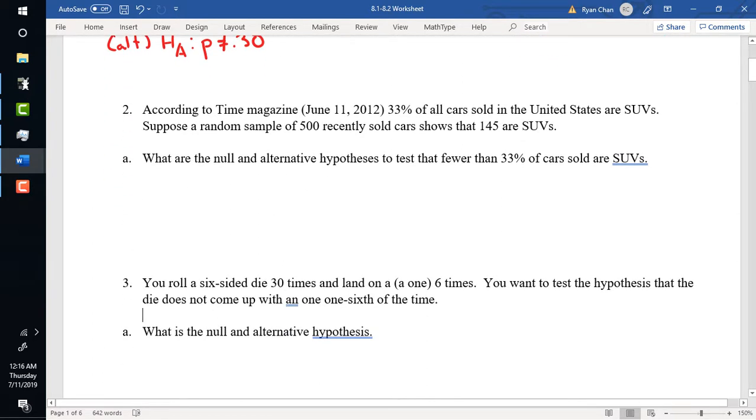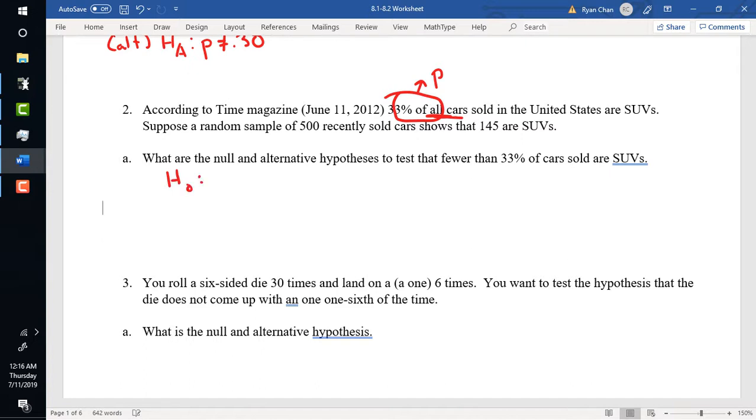Number 2 says, according to Time Magazine, 33% of all cars. This is a big giveaway that it is P, because it's all, a percentage that represents all. So my null, or H0, is going to be P is equal to 0.33. Now notice it asks for the null and alternate hypothesis to test at fewer than 33%. Fewer implies less than, so my alternate will be P is less than 0.33.